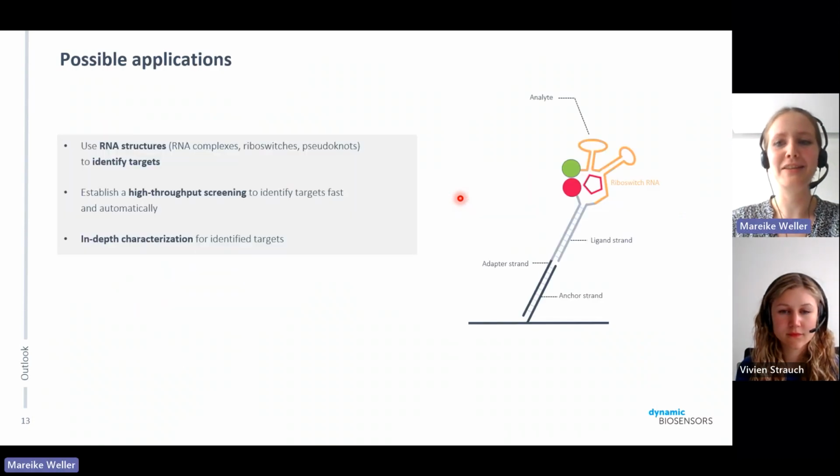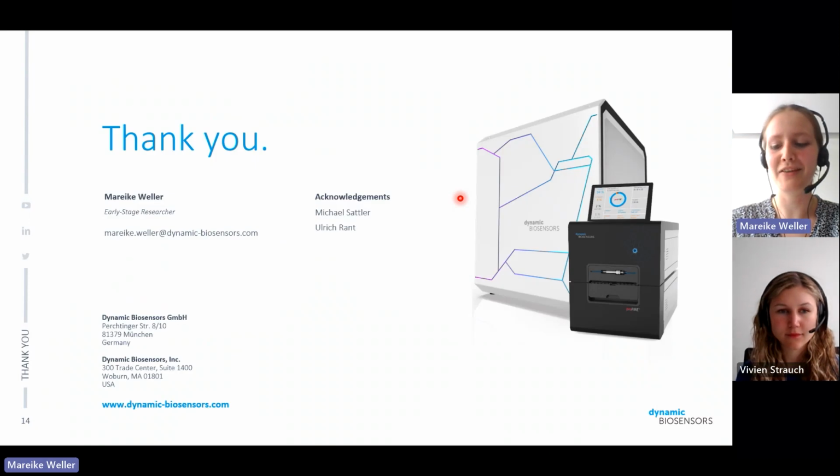So with this, I'd like to conclude my talk, and I hope that I could bring you a little bit closer to the fascination of what you can all do with your aptamers, but not only with simpler aptamers. This can also be applied to more complex RNA structures, riboswitches, or pseudoknot systems. And it's very easy to go from high throughput screening and first identification of your targets to a more in-depth characterization of your targets. And with this, I'm very happy to take your questions.